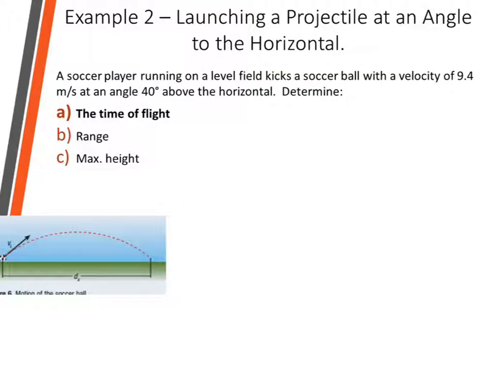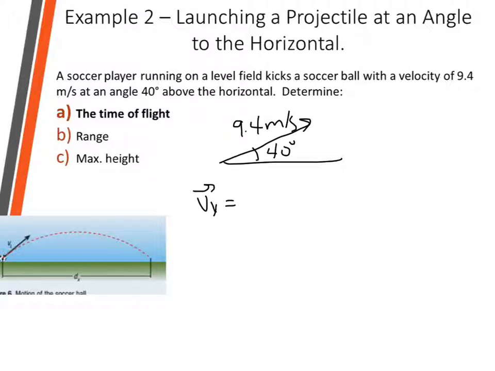So in our next example here, we are talking about something that has a projectile with an angle to the horizontal. So the very first thing I would like you to do is to calculate your Vx and your Vy. So here we've got a velocity of 9.4 meters per second, and we are 40 degrees above the horizontal.